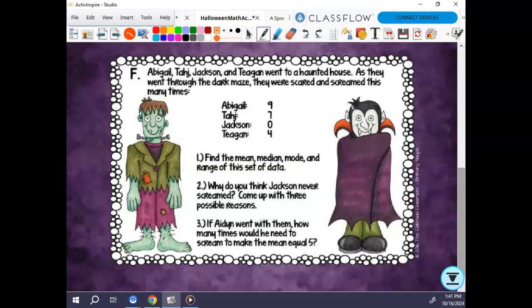These are the people that screamed. I heard an interesting reason of why we think Jackson never screamed. He got murdered, because he's the killer or because he got murdered. Okay, you can't scream if you're dead. All right, Aiden went with him. How many times would he need to scream to change the mean? We don't have to do all that, but do you understand how all this works maybe a little better than you did, and we can remember which is which? You ready for the last song?